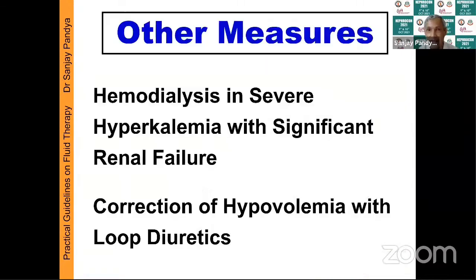Other measures that are useful: if the patient has severe hyperkalemia because of other reasons like significant renal failure, and the short-term modalities are not effective, then dialysis is very, very effective and can immediately bring down the potassium. Very important, don't forget that if the patient is hypovolemic, correct it with a balanced fluid, and give loop diuretics.